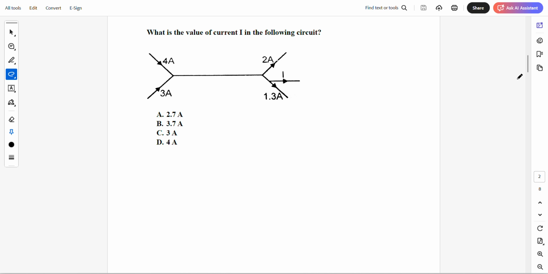This is the first problem. What it is saying: what is the value of current I in the following circuit? Where is I? I is here. I is equal to question mark. How much is this one?